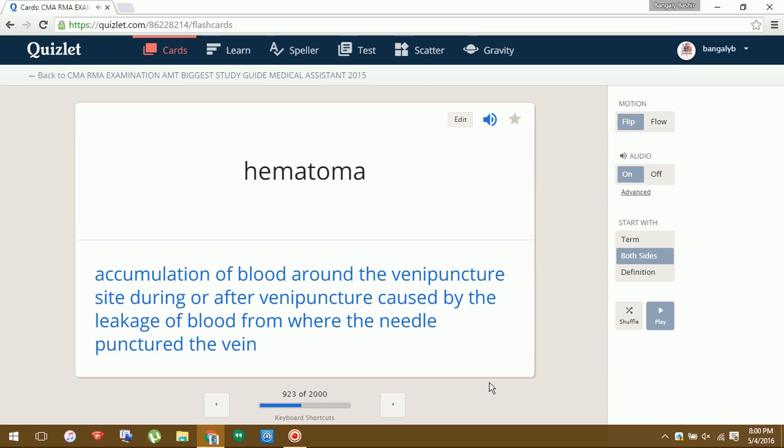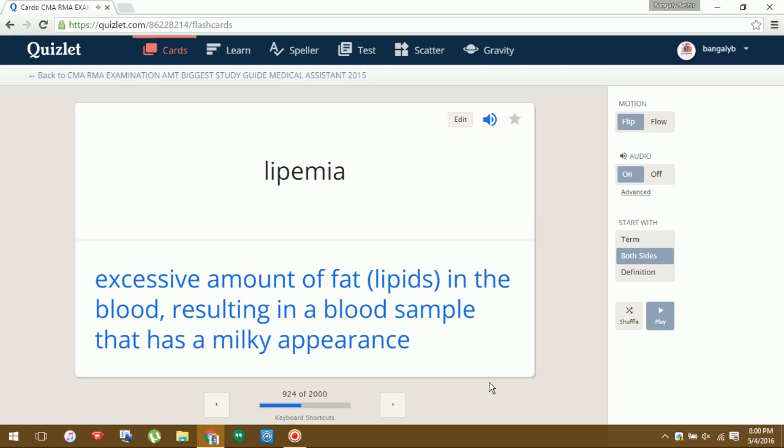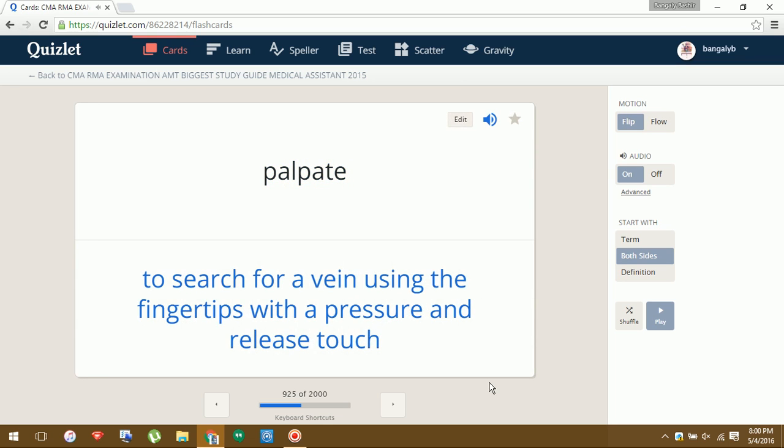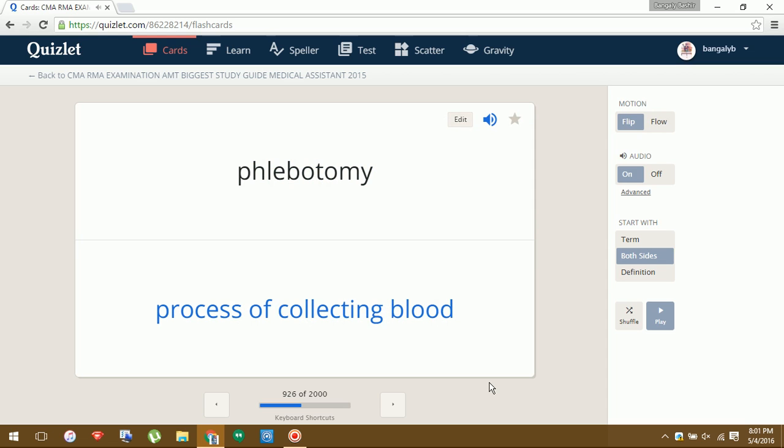Hematoma: accumulation of blood around the venipuncture site during or after venipuncture caused by the leakage of blood from where the needle punctured the vein. Lipemia: excessive amount of fat in the blood resulting in a blood sample that has a milky appearance. Palpate: to search for a vein using the fingertips with a pressure and release touch. Phlebotomy: process of collecting blood.